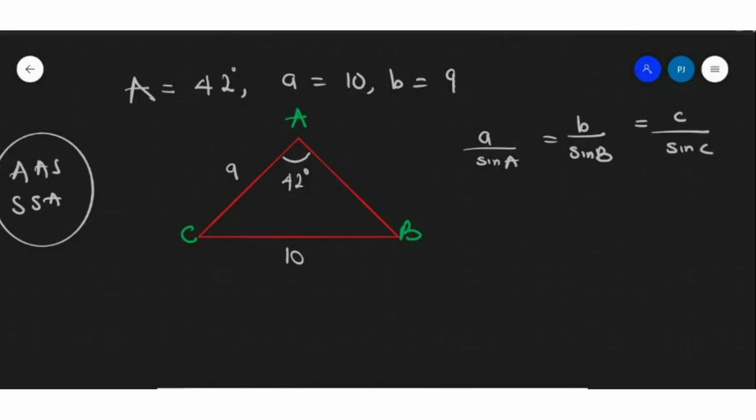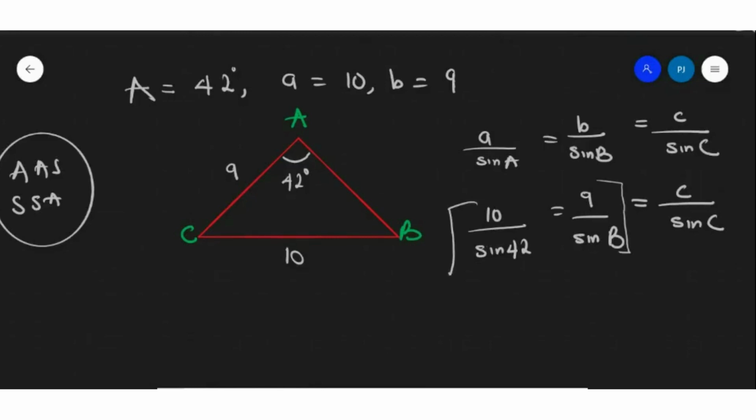So remember, you just pick any two, whichever is more convenient for you, and then you can go ahead and start solving. Once again, let's substitute the values. What is my a? The small a is 10 over sine 42, which is equal to b, which is given as 9 over sine b, because I don't know the value. And for c, I don't even have anything about c. So c is empty there. The best thing to use for now is a and b.